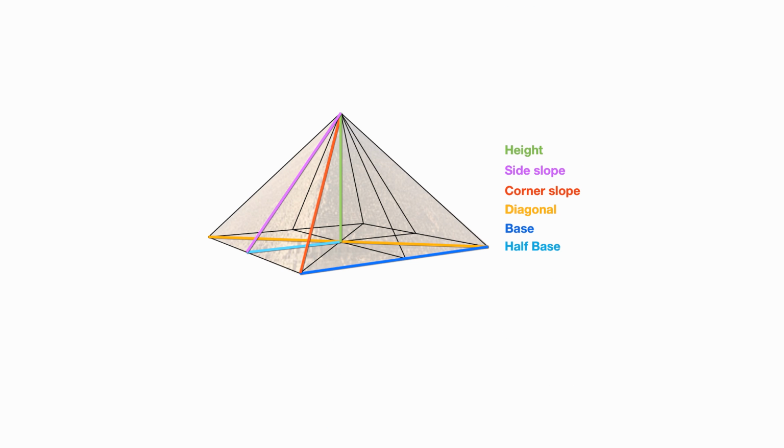Now, I'm using just the basic units generally acknowledged to be the original measurements the builders used in royal cubits: 220 half base, 440 base, 280 height. With these basic numbers, the side angle is inevitably 51.843, and these other measurements all follow simply by applying Pythagorean theory.